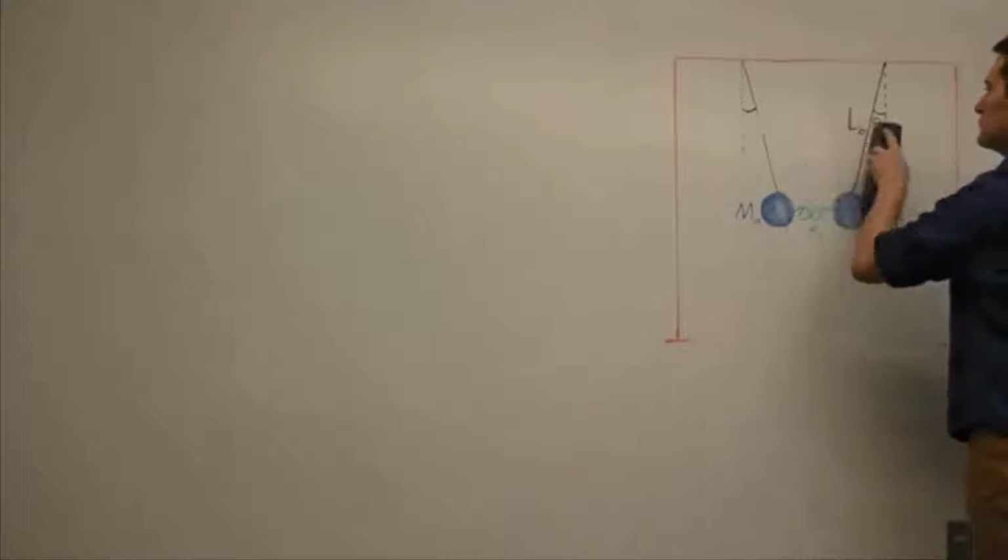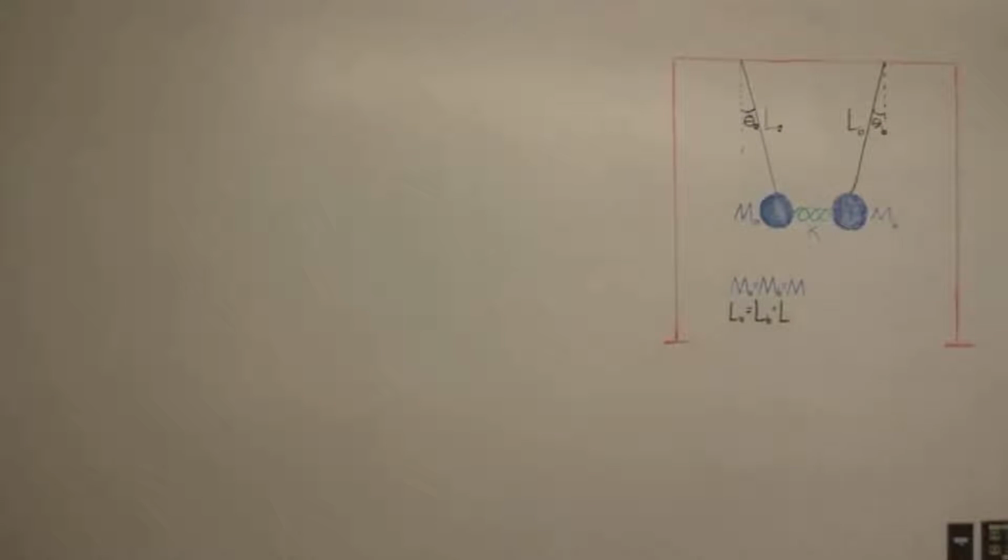Notice that we have chosen our theta to be measured from the vertical position of each of the respective pendula, and the two masses to be equal to one another, denoted M, and the two lengths of the string to be equal to one another, denoted L.